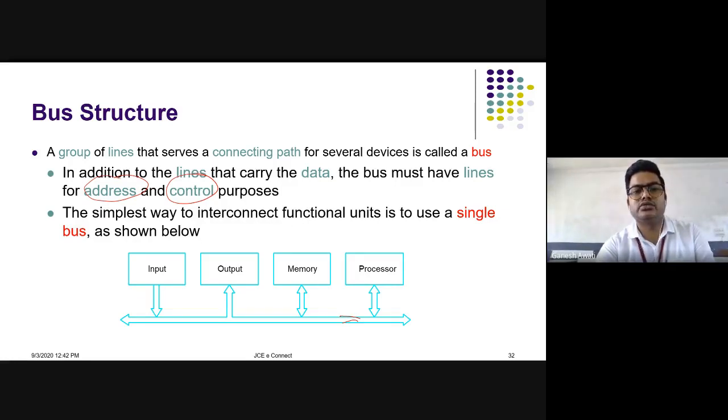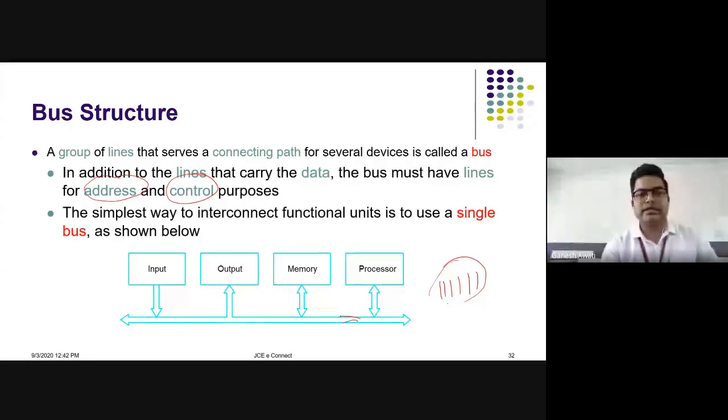Like the read signal, which control signal we have sent previously. So for all this purpose, a few lines are used for each. So a bus is nothing but parallel wires, a few for address lines, a few called control lines, a few called data lines. Here we are not going into too much detail, because you need to understand the basics at this level. The simplest way of interconnecting functional units is the use of a single bus, as shown below. On this single bus everyone is connected.